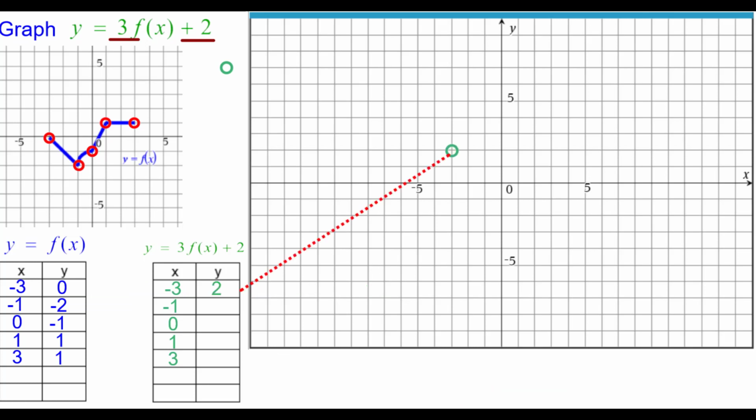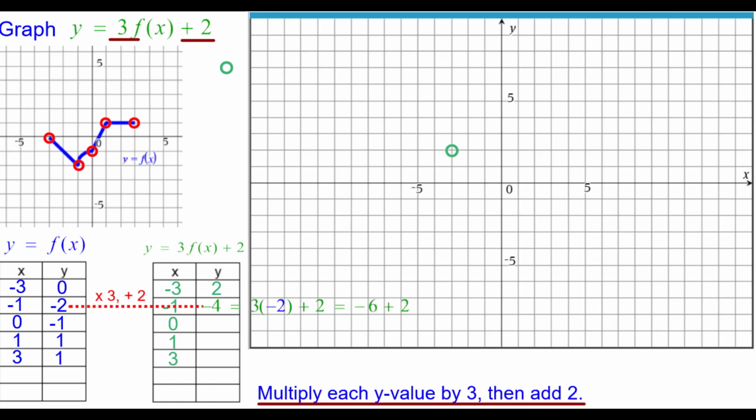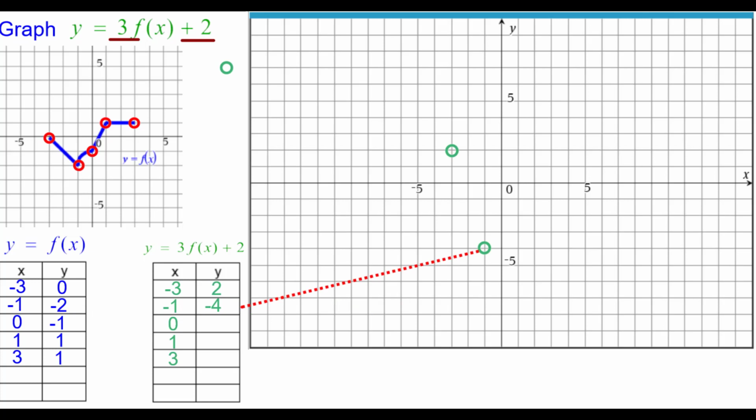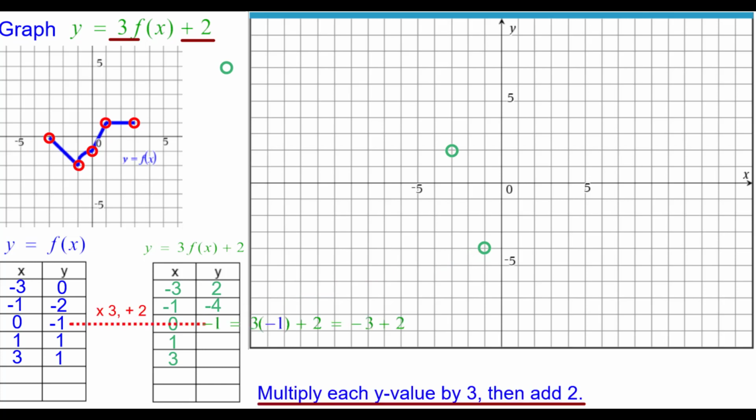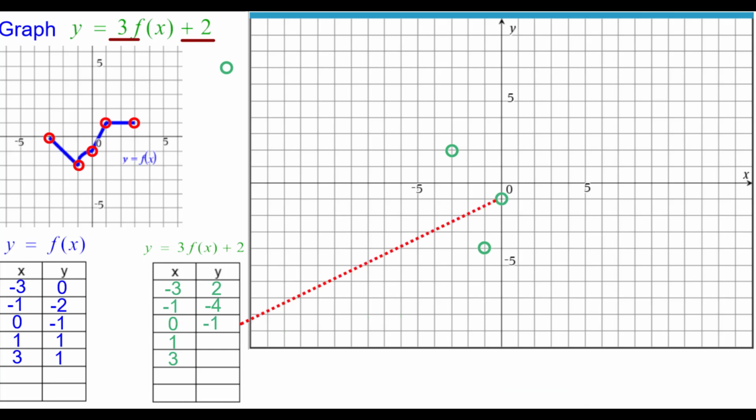Plot -3, 2. -2 times 3 is -6, plus 2 is -4. -1, -4 corresponds to this second point right here. -1 times 3 is -3, plus 2 is -1. So 0, -1 is our y-intercept.